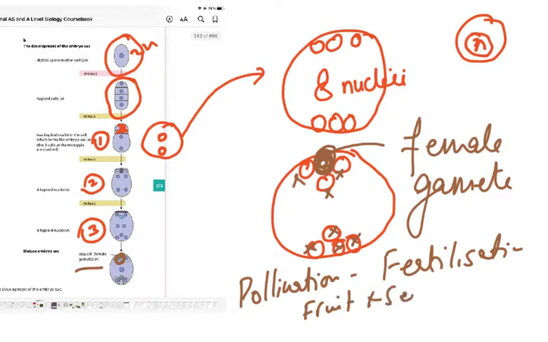So now I'm sure you can understand it a little better: what is happening to form the female gamete, what is happening to form the male gamete, and then of course they fuse at fertilization. So first pollination, in which the transfer of pollen has to take place, and then the fusion of the male and the female nuclei.